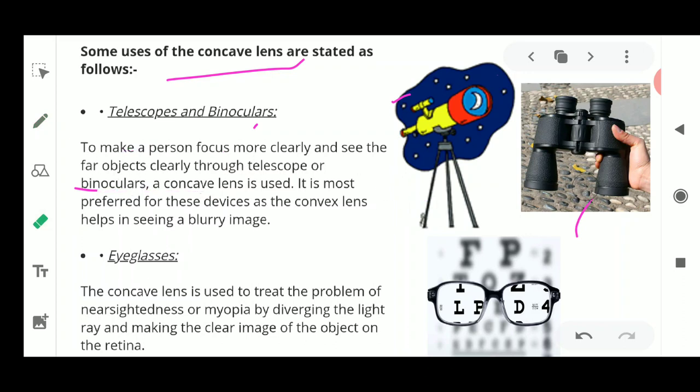Next we'll discuss the next use of the concave lens, which is in eyeglasses. Eyeglasses means your spectacles. The concave lens is used to treat the problem of nearsightedness or myopia by diverging the light rays and making a clear image of an object on the retina.